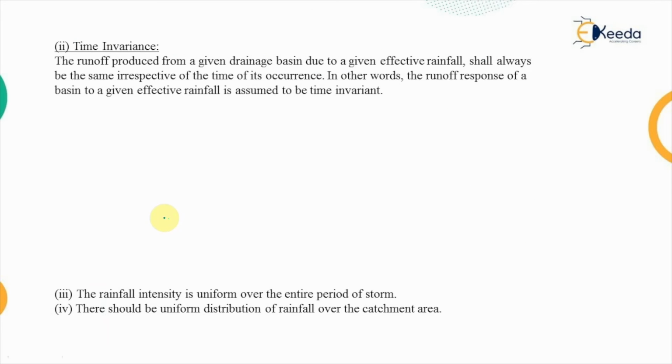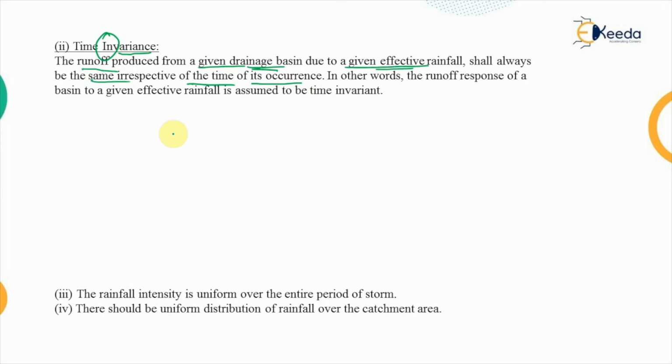Now the next assumption is time invariance. Two of the most important assumptions are the linear response and the time invariance. What is this time invariance? It is independent of the variation of time. The runoff which is produced from a given catchment area due to the given rainfall will always be the same, irrespective of the time of its occurrence.